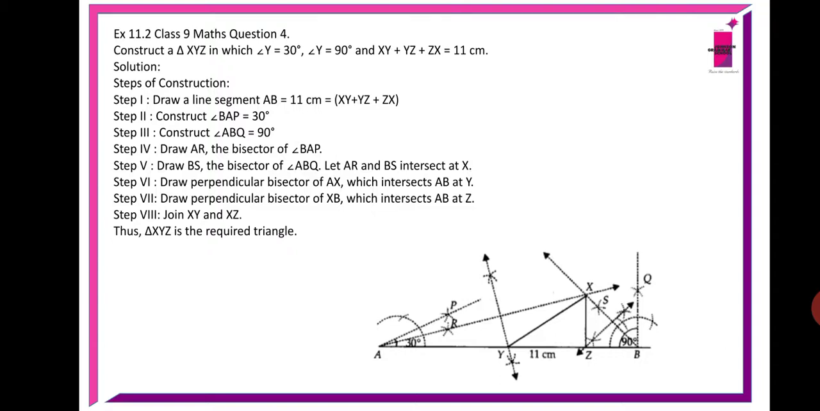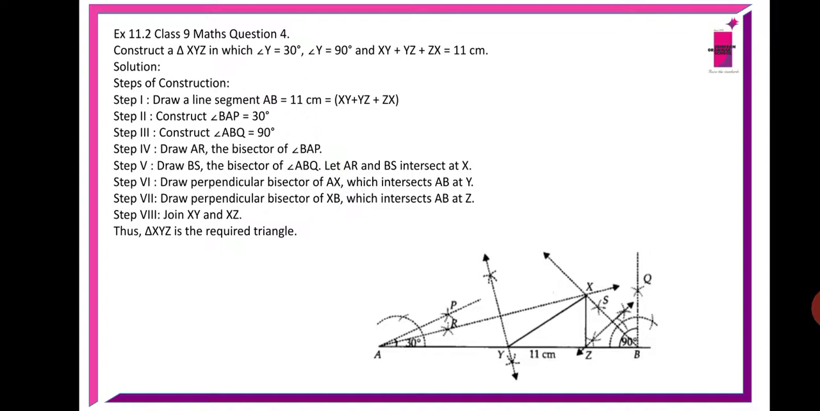If the sum of three sides and two base angles are given, how are we going to construct a triangle? Now, construct a triangle XYZ in which angle Y equal to 30 degrees, angle Z equal to 90 degrees, XY plus YZ plus ZX equal to 11 centimeters. Draw a line segment AB equal to 11 centimeters, which is equal to the sum of the three sides.